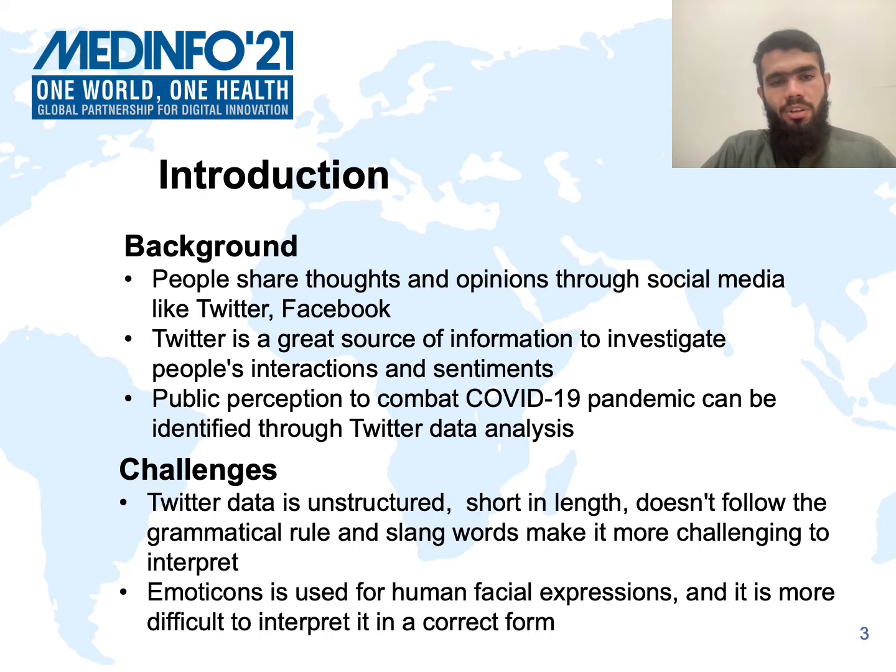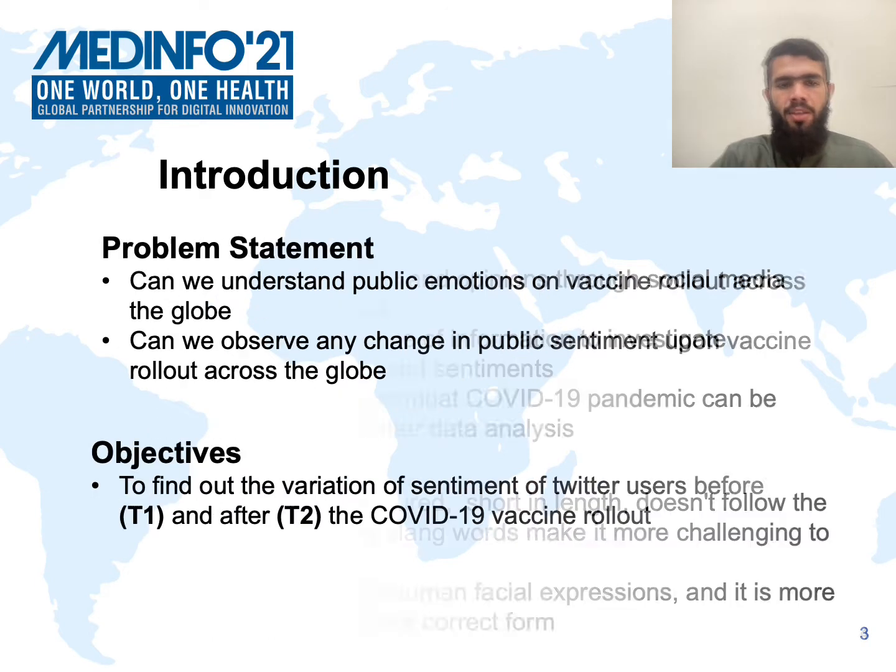But Twitter data analysis is challenging. Twitter data is unstructured, short in length, and doesn't follow grammatical rules. People use slang words and slang phrases, which make it more complicated to interpret and get insight from the data. People also use emoticons, which are human facial expressions, which make it more difficult to interpret correctly and get information and insight from the data.